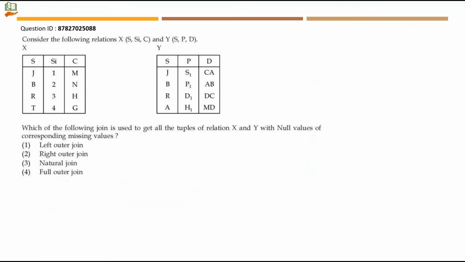Next question. Which of the following joins is used to get all the tuples of relation X and Y with null values for the corresponding missing values?